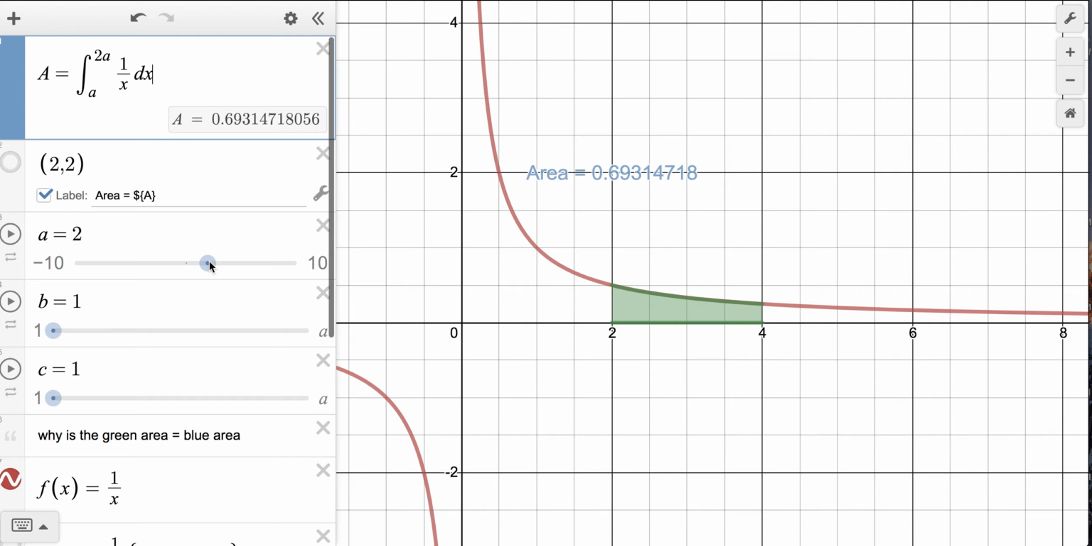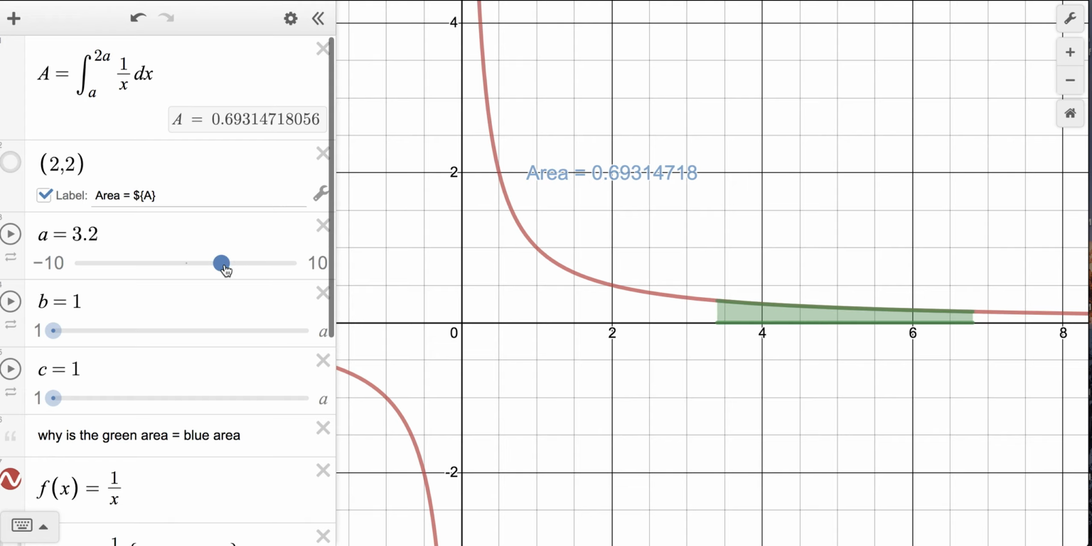Now I'm going to move that left endpoint down to 4, but I'm going to move the right endpoint all the way out to 8. I want that right endpoint to be double the left endpoint. That area is exactly the same. Believe me, the computer is actually computing this number here.